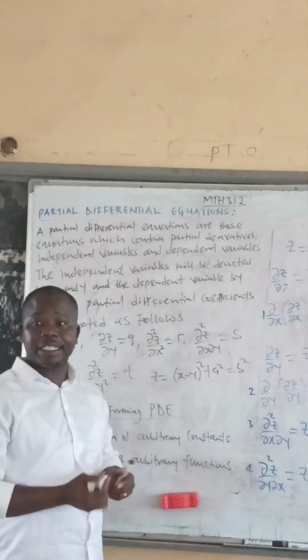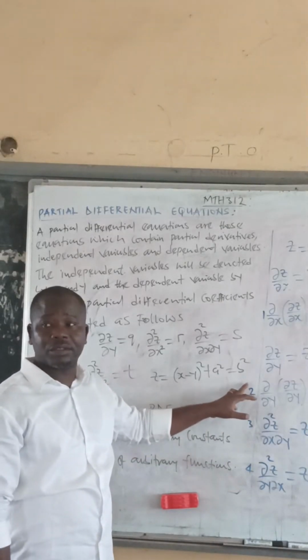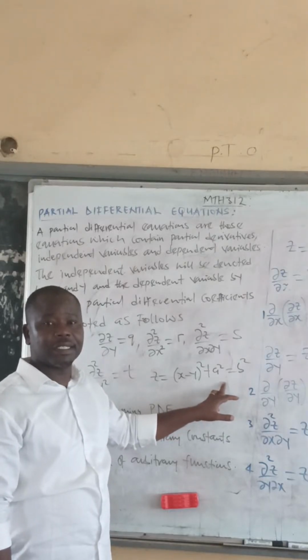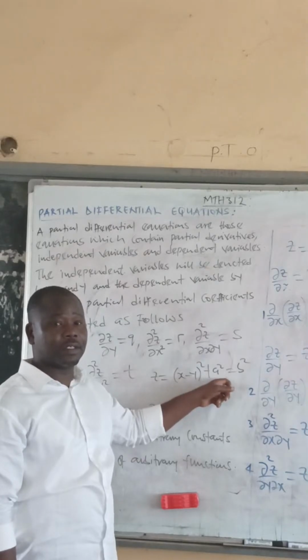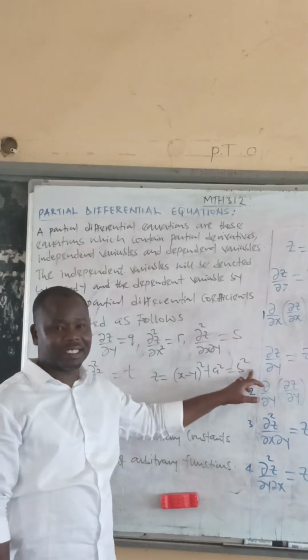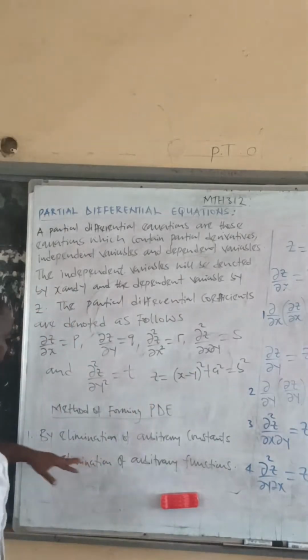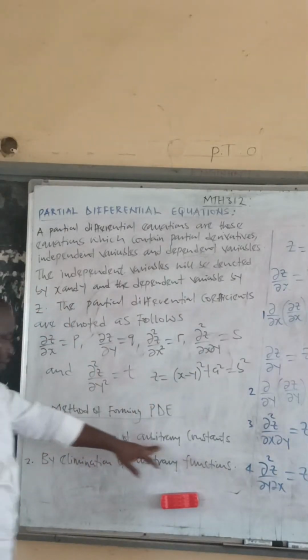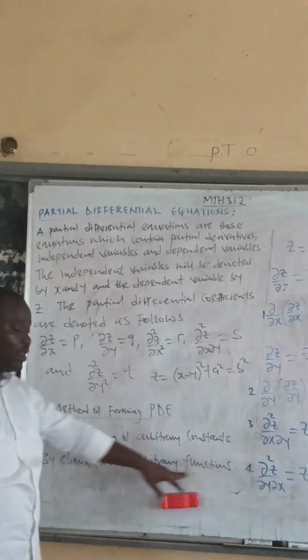These are arbitrary constants. Is that clear? These are arbitrary constants, so we have to eliminate them. That is where we can now form the PDE. So now we have, by elimination of arbitrary constants. By elimination of arbitrary what?